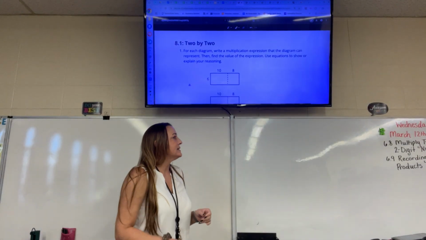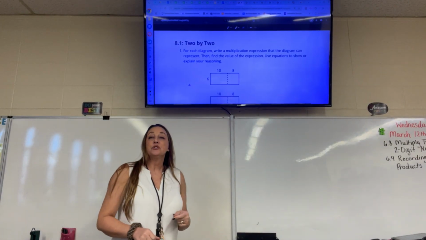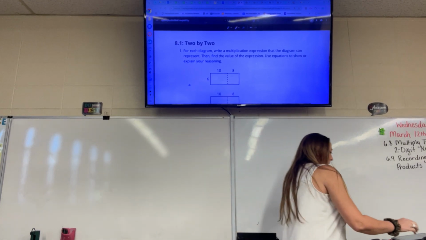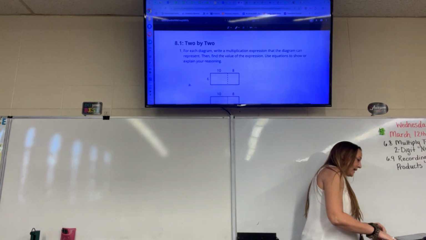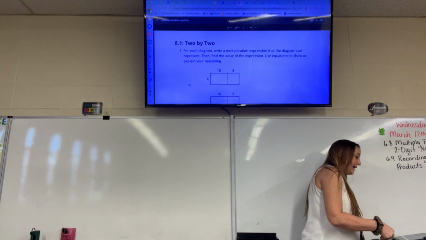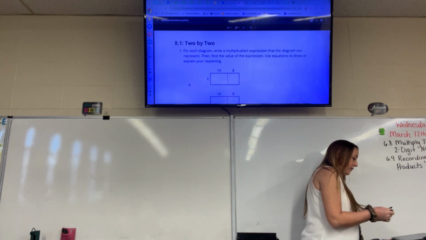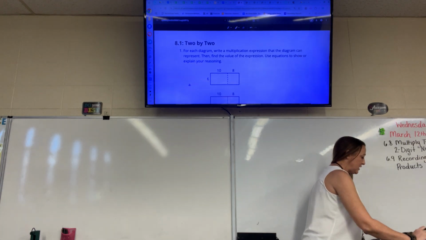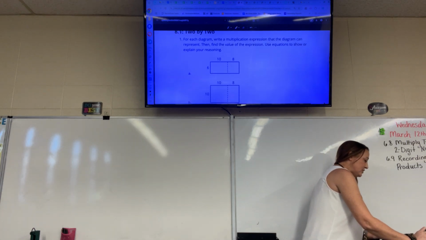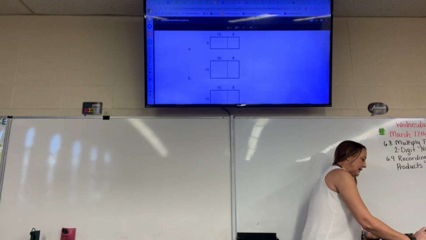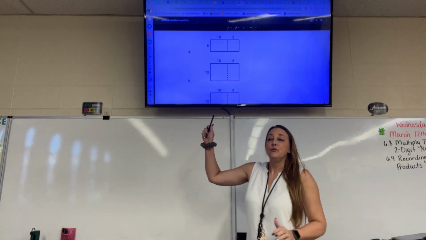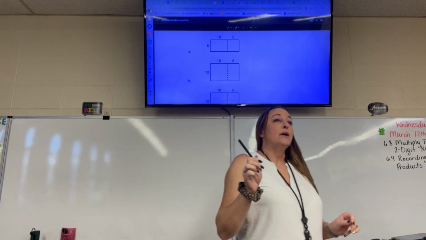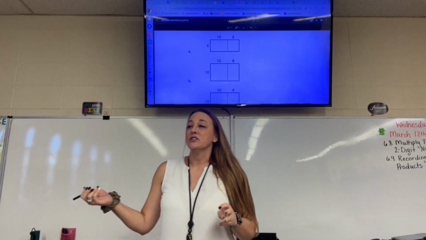Today we're doing lesson 6.8, multiply two-digit numbers. 2 by 2. For each diagram, write a multiplication expression that the diagram can represent. Then find the value of the expression. Use equations to show or explain your reasoning. If a student made this model, this diagram, what problem were they trying to solve?